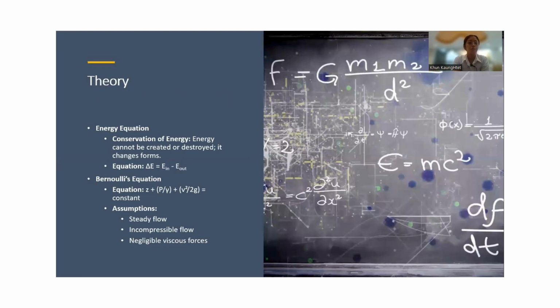For the theory, we use the energy equation and Bernoulli's equation. For the energy equation, we use the conservation of energy, in which energy cannot be created or destroyed. It changes forms. And for the assumptions, we assume that the flow in the pipes is steady flow, and it is incompressible flow, and the viscous forces can be negligible.